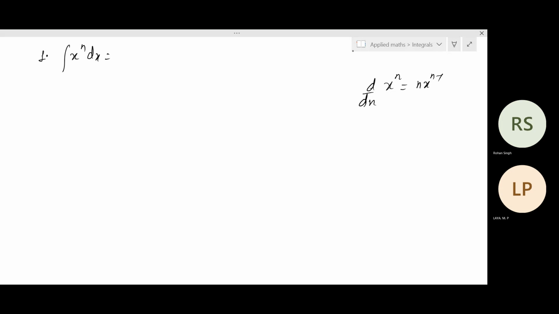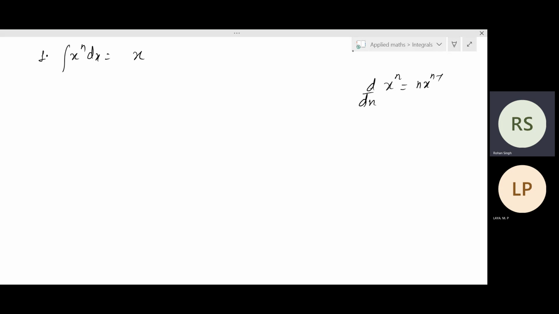Okay, so in differentiation, the first formula that we learned about was how do you differentiate something like x raised to the power n, right? So we learned that this is going to be n x to the power n minus 1. In here, whenever we do integration of such type of function, if you have x raised to the power n dx, how is this going to be?